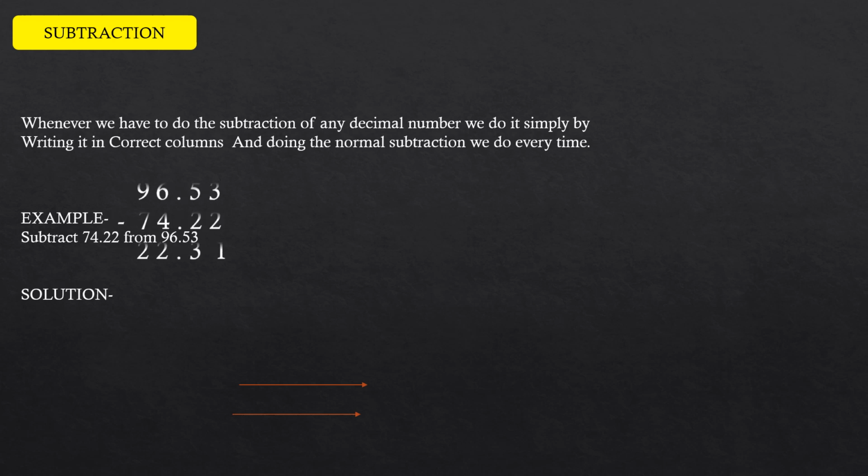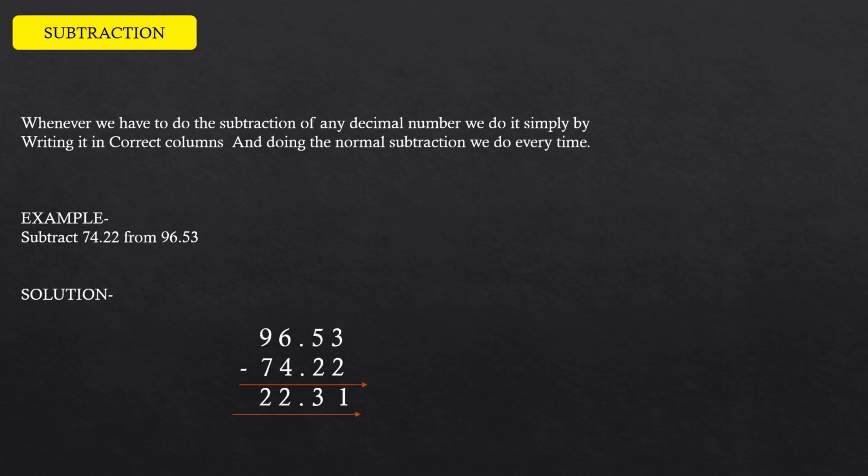So would you like to see the solution that we have done? Let's see the solution. Here it has come with the answer also. So here you see I have simply subtracted 3 minus 2, that is 1. 5 minus 2 is 3, and I have put the point, right? See here. All are in line. 6 minus 4 is 2, and 9 minus 7 is also 2. So the answer is 22.31. I hope that you have understood how we do subtraction and addition of decimal numbers.